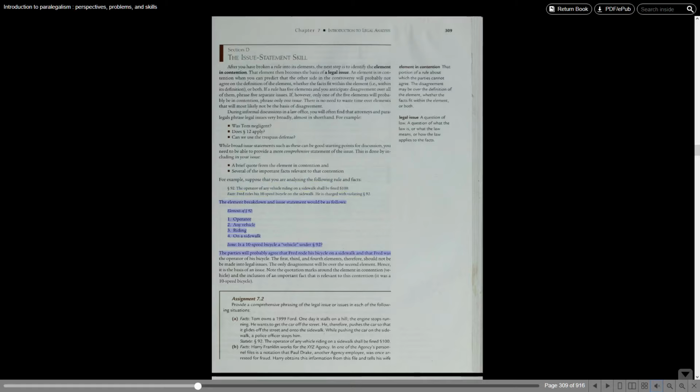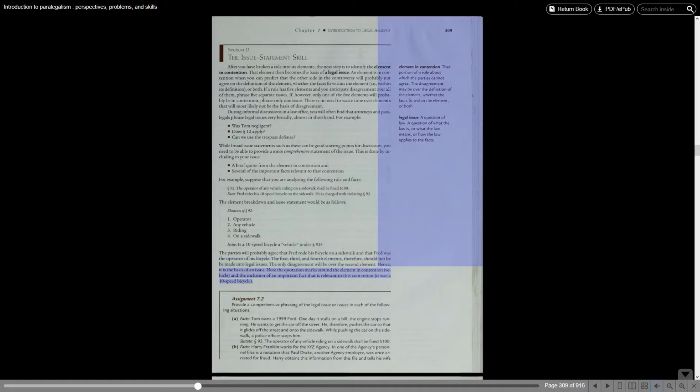Elements of 92. 1. Operator. 2. Any vehicle. 3. Riding. 4. On a sidewalk. Issue. Is a 10-speed bicycle a vehicle under 92? The parties will probably agree that Fred rode his bicycle on a sidewalk, and that Fred was the operator of his bicycle. The first, third, and fourth elements therefore should not be made into legal issues. The only disagreement will be over the second element. Hence it is the basis of an issue.